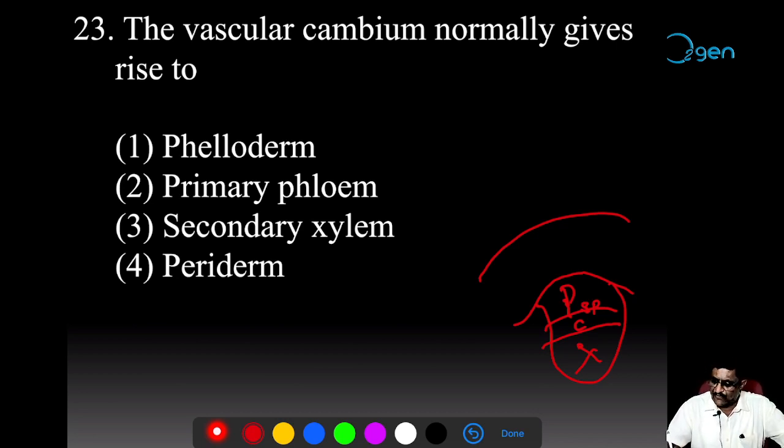The phelloderm occurs in the cortex region, not in the vascular region. So towards the inner side it produces secondary xylem. Hence the third option is correct.